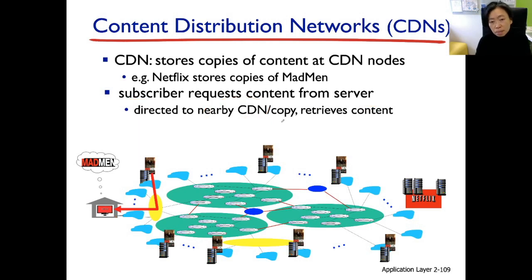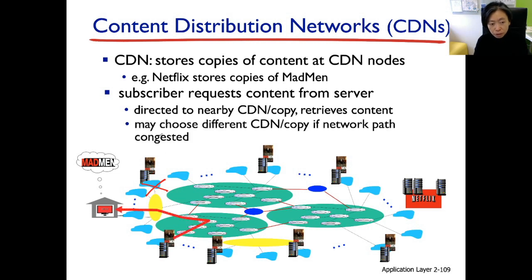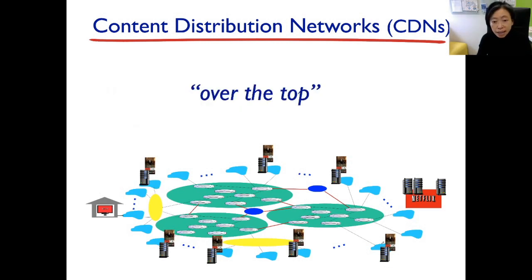What's nice about having a CDN is not just that the content is closer to the client. It also addresses this issue: if the network goes bad from the first CDN, the client can choose a different CDN where the network congestion is lighter and go this way. CDN working this way is also called an over-the-top service.